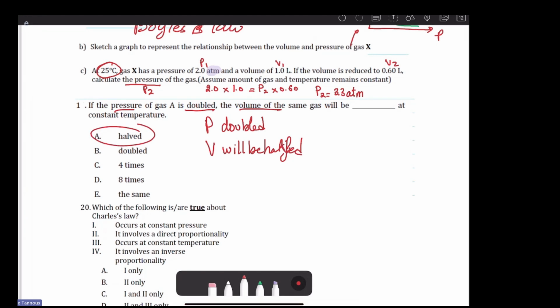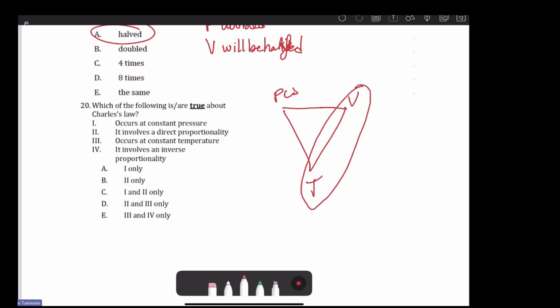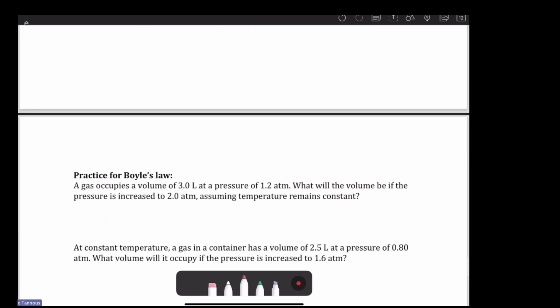Oh, it's a V. Which of the following is true about Charles' law? Charles' law is volume over temperature at constant pressure. So it occurs at constant pressure. Volume and temperature, like I showed you in the previous graph, are directly proportional. So it is 1 and 2.